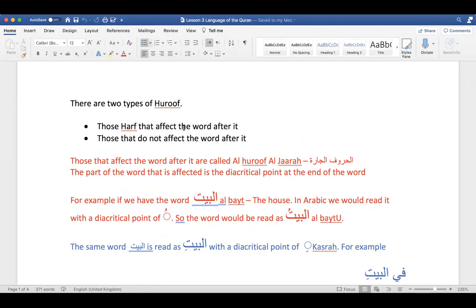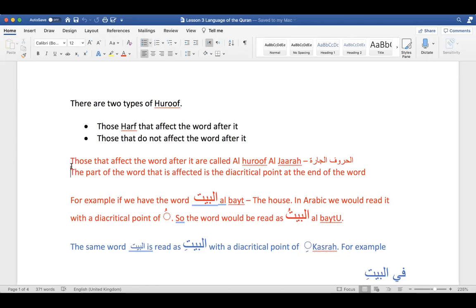I think we have a little idea about it. We have a little idea because we've done it. The huruf will change the end haraka of the sentence. Yes, that's basically it. Those harf that affect the word after it will change the diacritical point, the haraka on the word that comes after it.